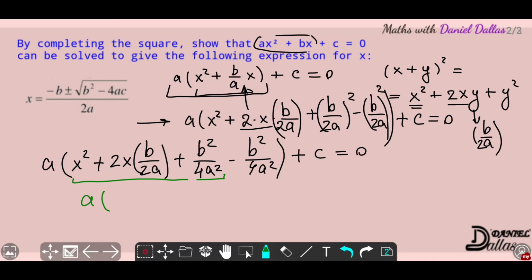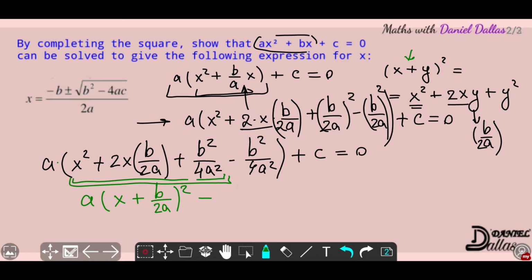So I can write that it's going to be x plus y according to this formula, right? x plus y squared. So that's why x plus b over 2a, that's what y stands for, and squared, okay? Well done. But because it's only up to this stage, actually I need to times my a as the common factor by minus b squared over 4a squared.